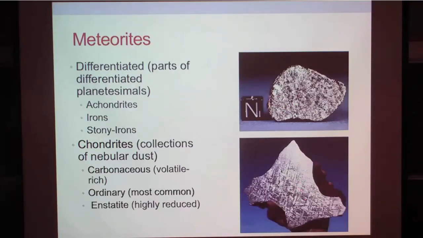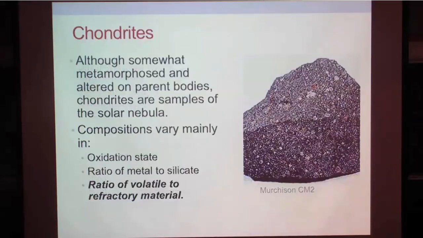or an iron meteorite, an asteroidal core. On the other hand, chondrites are collections of nebular dust, and they can be divided into a number of different classes. The main classes listed here: carbonaceous, ordinary, enstatite. Chondrites, although somewhat metamorphosed and altered in parent bodies, are samples of the solar nebula from which the solar system formed. Among the chondritic classes, compositions vary mainly in oxidation state, the ratio of metal to silicate, and in particular, the ratio of volatile to refractory materials. So Murchison is a carbonaceous chondrite, carbonaceous because it's rich in carbon and other things that are volatile, that condense at relatively low temperatures.